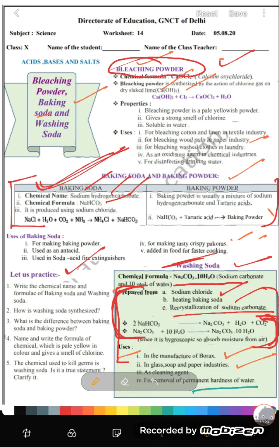So students, this is all about your worksheet 14. Hope you understand it very well.